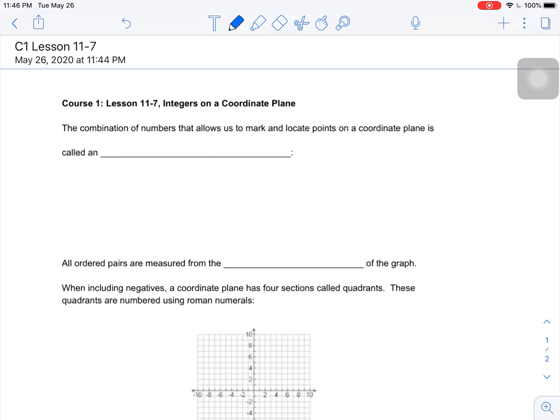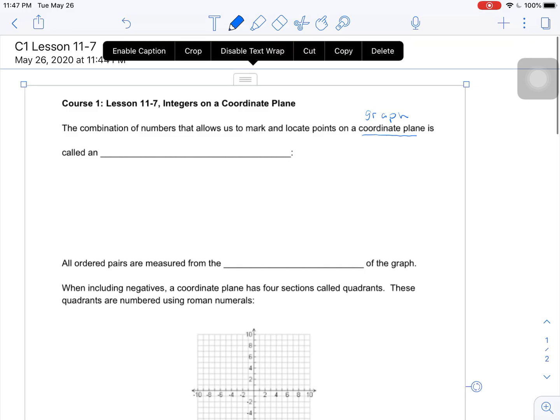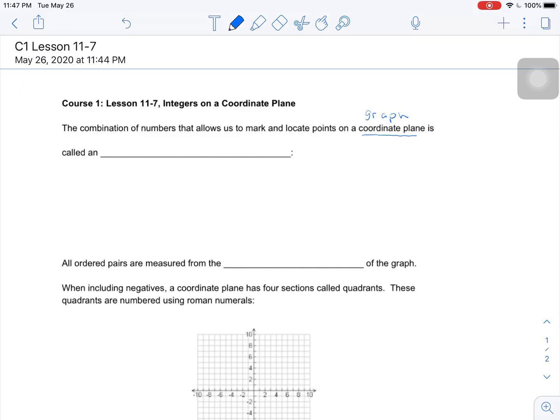First, a little bit of quick review, just to remind you. The numbers that let us mark and locate points on a coordinate plane, so remember coordinate plane is our fancy math word for a coordinate graph, each of those combinations of numbers is an ordered pair. Pair, because it takes a pair of numbers, and ordered, because order matters.